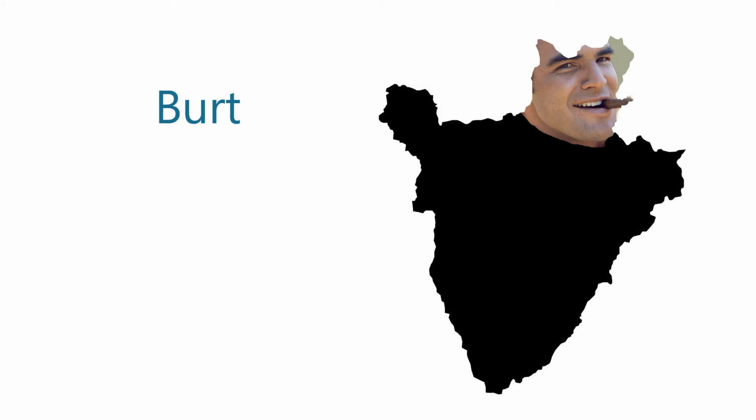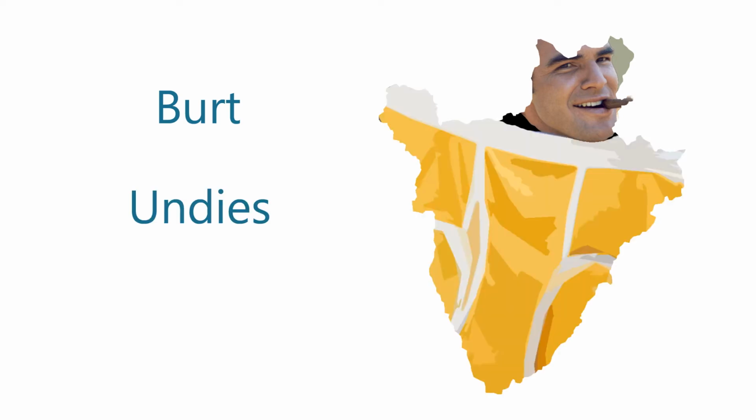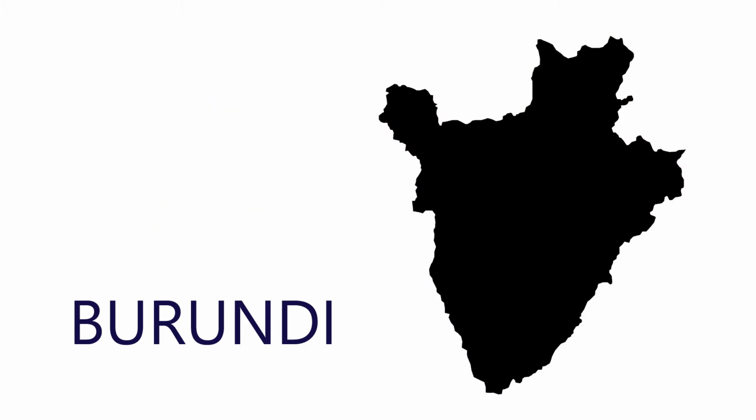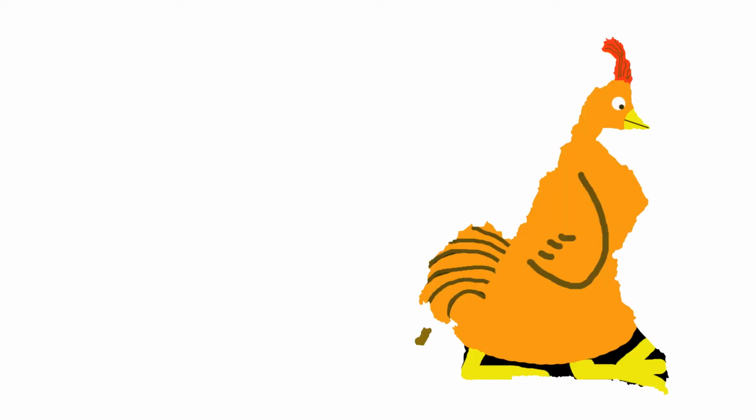For this shape, the first thing that sticks out to me is that pointy bit up in the northern section, which looks like somebody smoking a cigar, and I immediately think of Burt Reynolds. Man, did he love his cigars. And he seems to be in a pair of underwear, or undies, giving us Burundi. Burt, undies, Burundi.